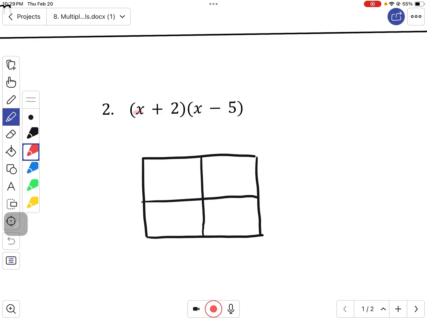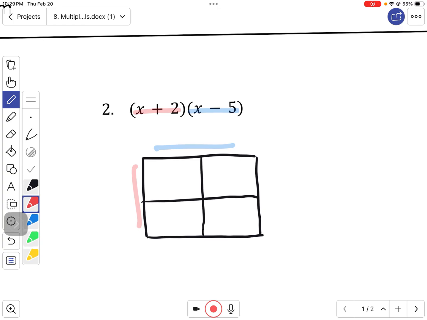I'm going to take this first set. I'm going to put it down the side here. And then I'm going to take the second set and I'm going to put it above on the top there. Okay, so my first one, I have x. And I have a positive 2. I don't have to say plus 2. If I just write that 2, I know it's positive. My second set is going to be an x and a negative 5. I'm going to go ahead and put any coefficients in and any powers in.